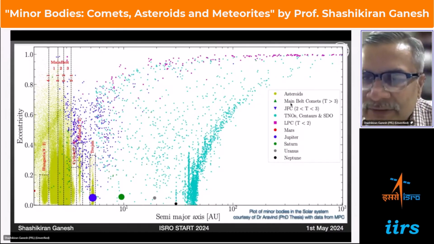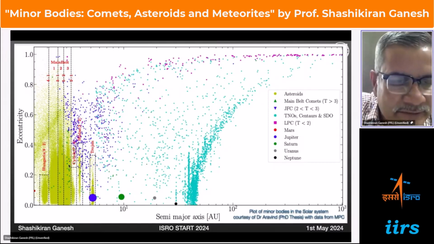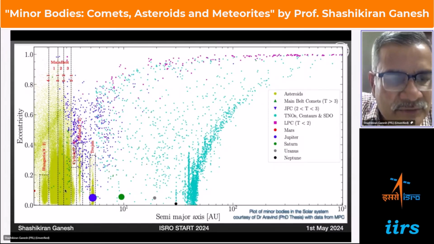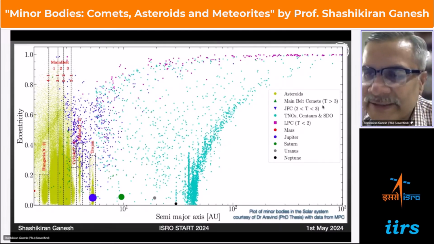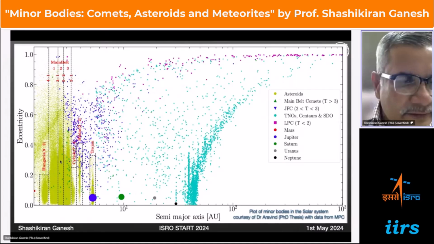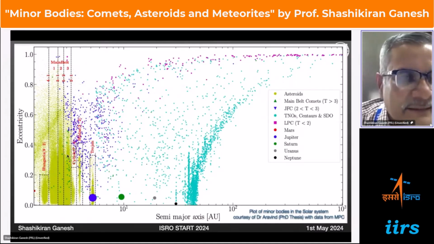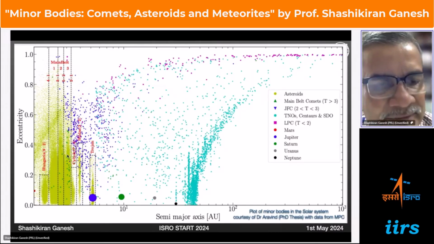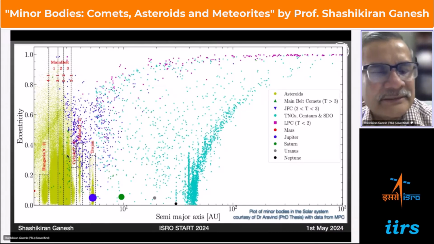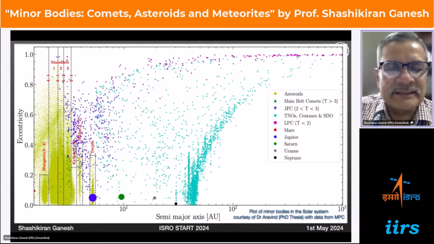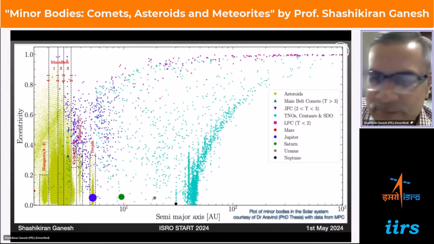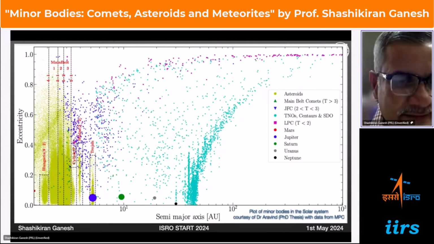And then among the asteroids, you also have a few objects which show comet-like properties. Okay, so these are called the main belt comets. And these are objects which have been discovered only in the last couple of decades. And these are, most of the time, they have asteroid-like behavior, but sometimes they show comet-like coma and tail. We'll come to what comets are in a short while.